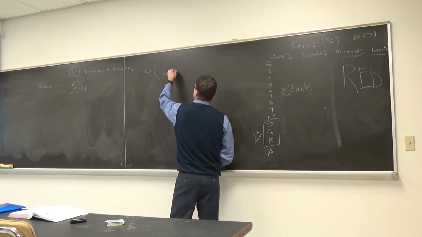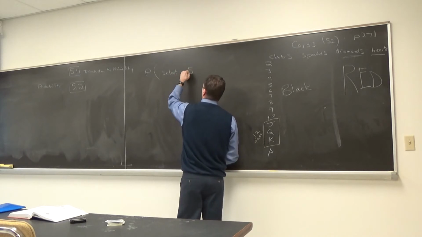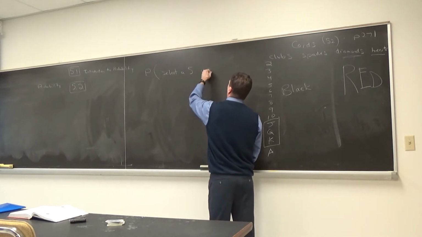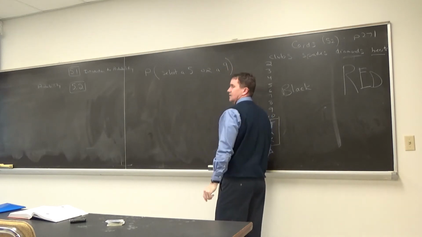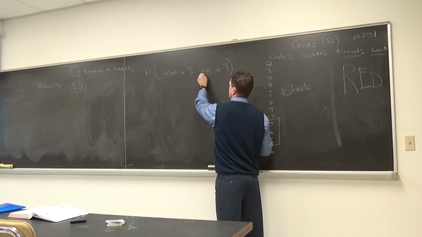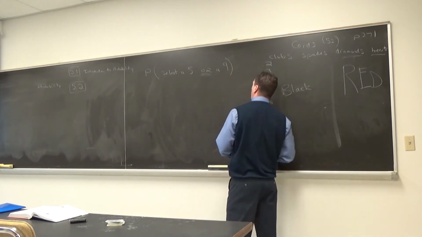Let's select a 5 or a 9. Now, this is a new word, so let me circle this. Or.